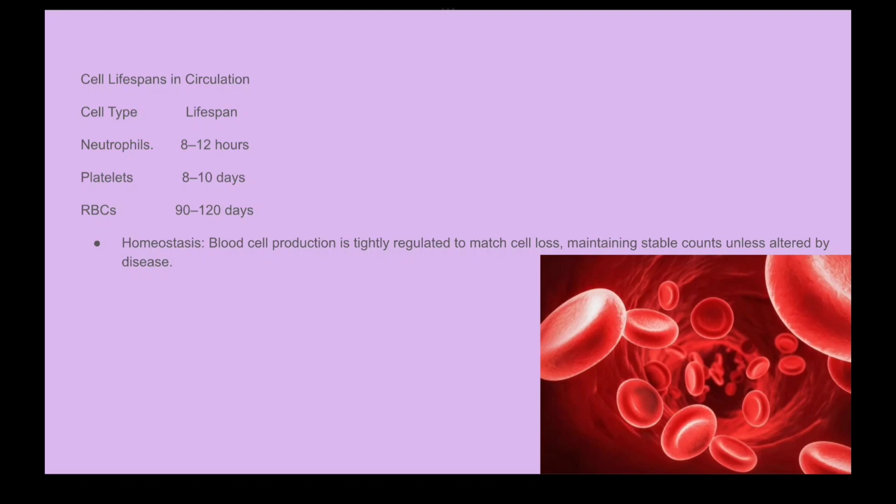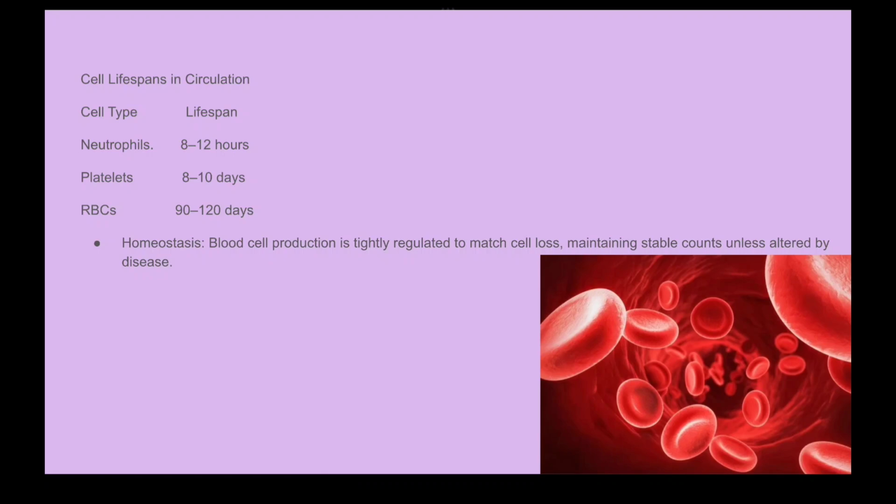While circulating, neutrophils can live up to 8 to 12 hours inside the blood vessels, platelets about 8 to 10 days, whereas RBCs can stay 90 to 120 days in circulation. Now, homeostasis is the process wherein blood cell production is tightly regulated to match cell loss, maintaining a stable count unless altered by diseases.